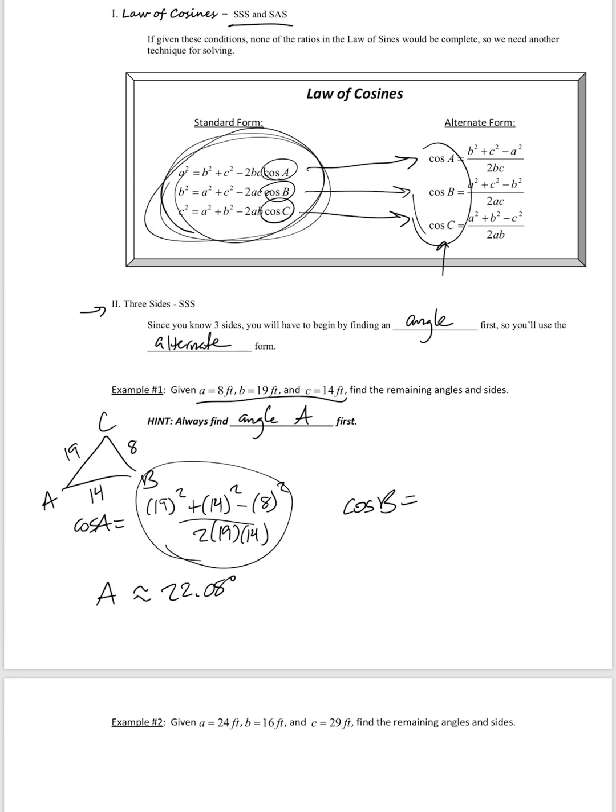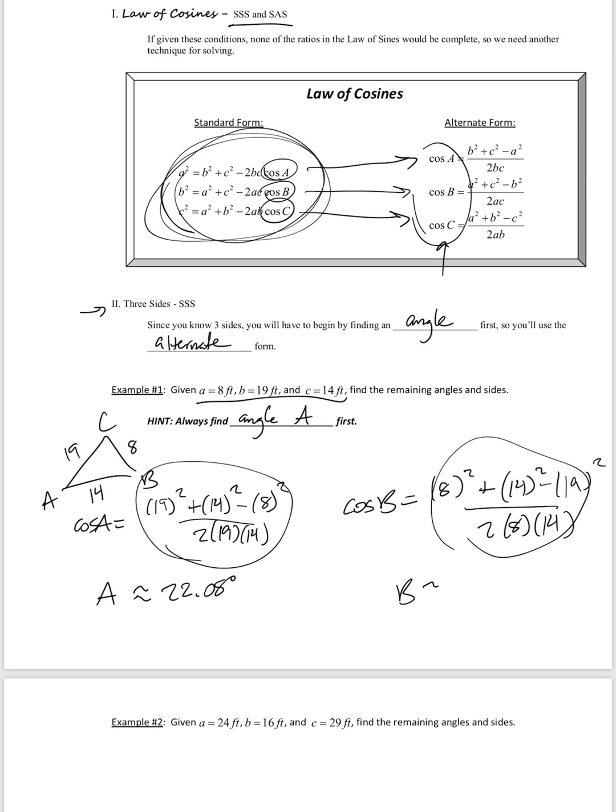So the cosine of B equals a squared plus c squared minus b squared all over 2 times a times c. So plug this into your calculator, then take the inverse cosine to solve for the angle measure, and we get B is about 116.80 degrees. So for C, I could either use the last form, cosine of C, and solve directly, or I just know that C is going to be 180 degrees minus A plus B. So 41.12 degrees.